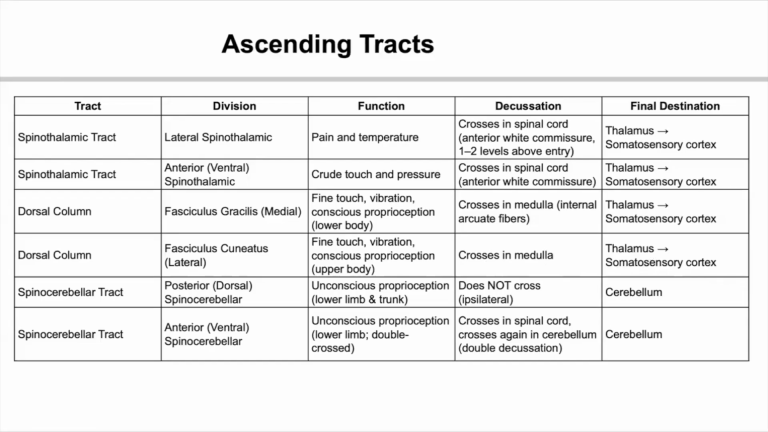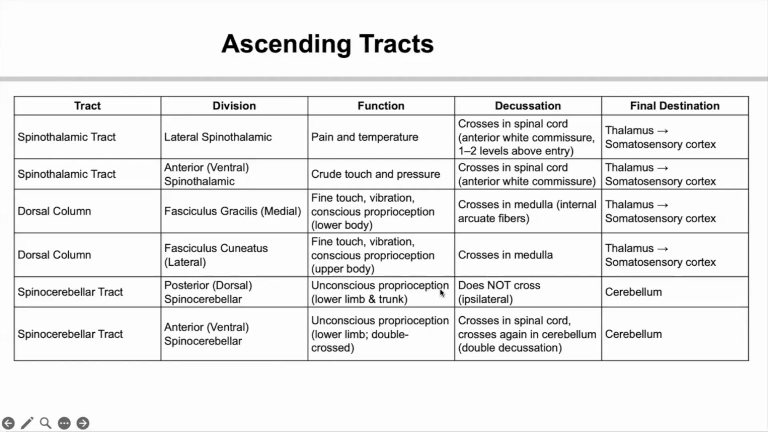The last is the spinocerebellar tract. The spinocerebellar tract again has two major parts. One is posterior and one is the anterior part. They travel from the lateral column and carry proprioceptive signals. Again, this is proprioception. The posterior part carries unconscious proprioception.